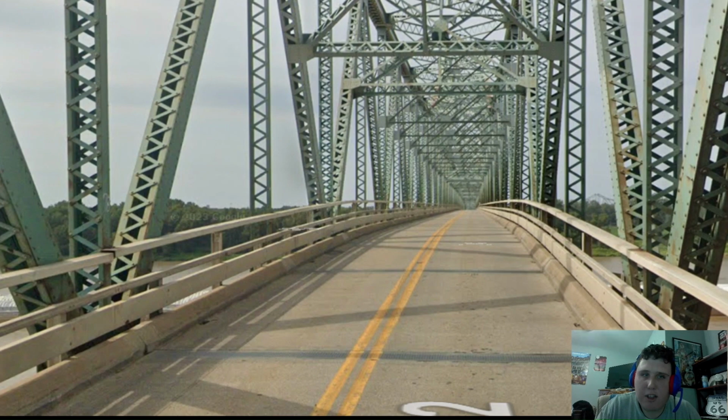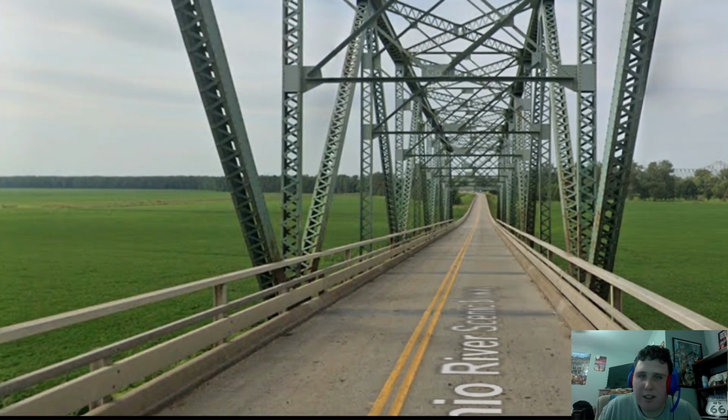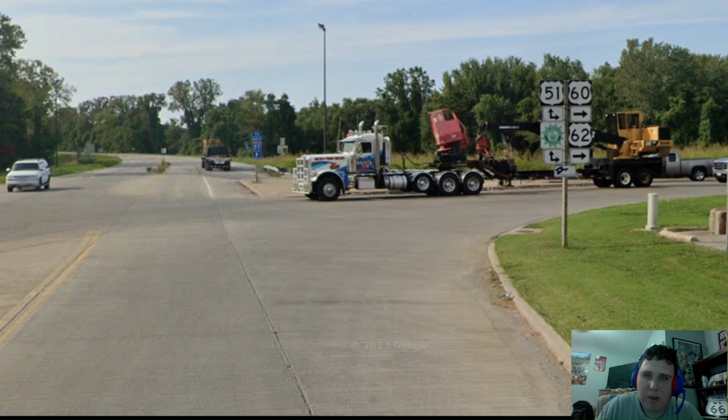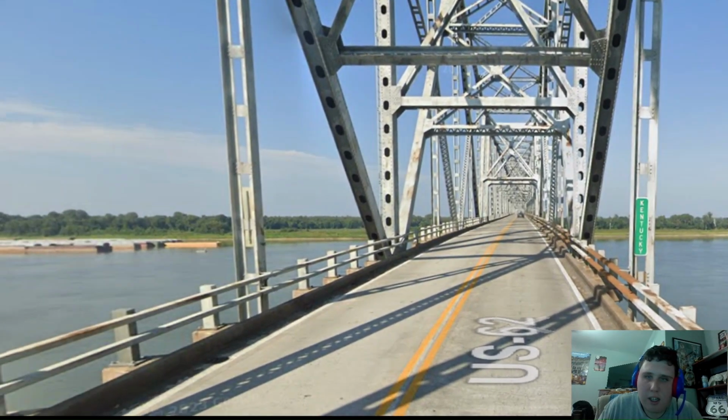And here we are crossing over the Mississippi into the state of Illinois. And here we are descending down that bridge into Cairo. And here in Cairo, we're going to be joining with US 60 and US 51. And 60, 51, and 62 are all going to be heading into Kentucky with each other. Here we are crossing into Kentucky. As you can see, this Kentucky sign here.